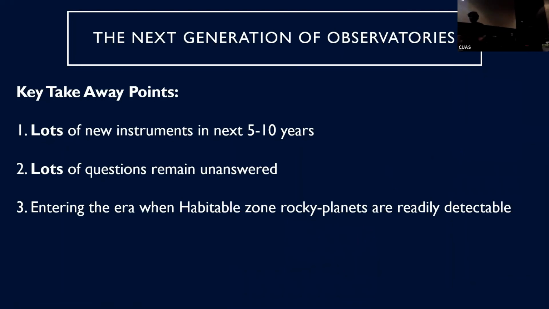So we've got a lot to look forward to in the next 5-10 years. There's still lots left unanswered, but we are actually entering an era when habitable zone rocky planets are going to be detectable, and potentially, depending on which is selected by the NASA decadal review, but definitely because James Webb is going up, a period when we can actually start to look at the formation processes in the inter-terrestrial regions where we could see asteroid belts and planetary atmospheres around young planets.